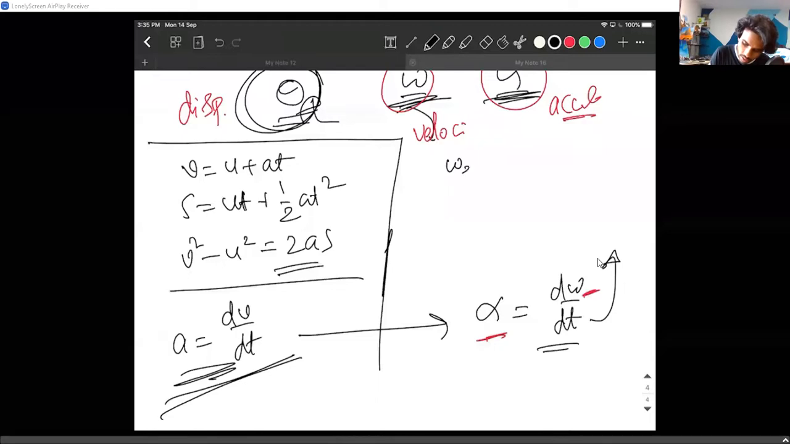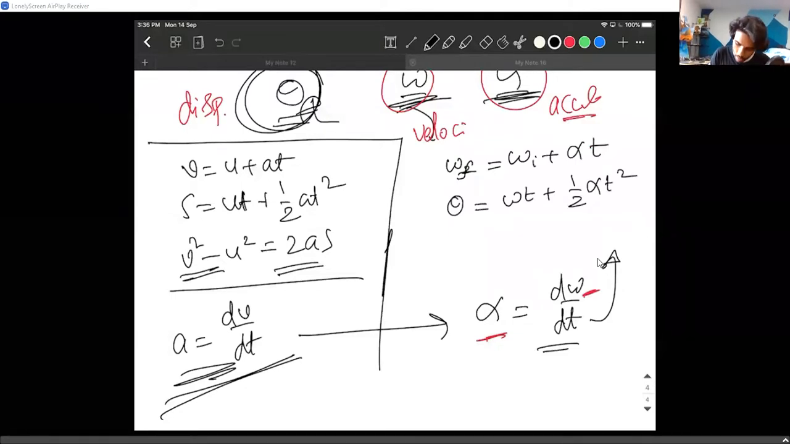Final angular velocity omega final equals omega initial plus alpha t. I'm going to give you some time to absorb these equations. Displacement theta equals omega t plus half alpha t square. And omega final square minus omega initial square equals 2 alpha theta. Is there any confusion there? Of course, you can write more equations.